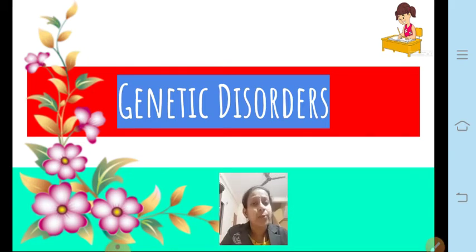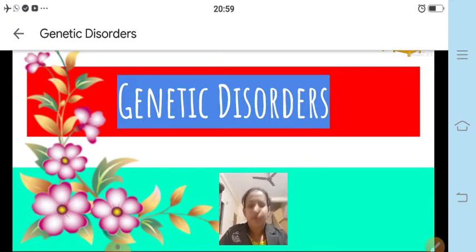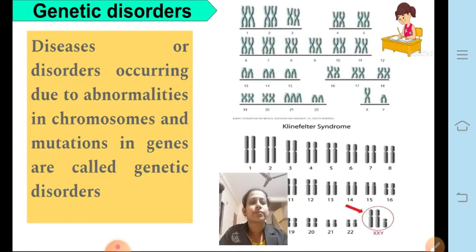So today we are going to learn about some of the genetic disorders which you should know about. Let's begin with the genetic disorders and why these diseases occur. Diseases or disorders occurring due to abnormalities in chromosomes and mutation in genes are called genetic disorders. Now, what does this mean?